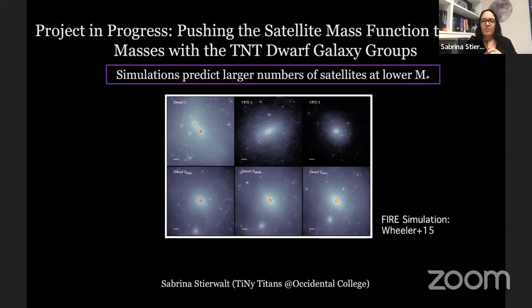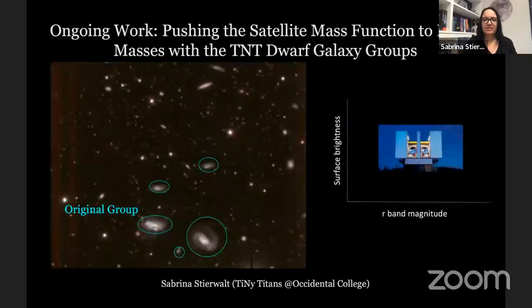So this is an example from the FIRE simulation showing that if you have a central galaxy that's a dwarf galaxy, we should see lots and lots of lower mass halos around that dwarf galaxy. So with Tiny Titans, even though we're matching cosmological predictions so far, which is great, we're only seeing the smallest number of dwarf galaxies. If we could get a little bit deeper in sensitivity, we should see a lot more if our observations match simulations. And so this is one project that we're working on with my students.